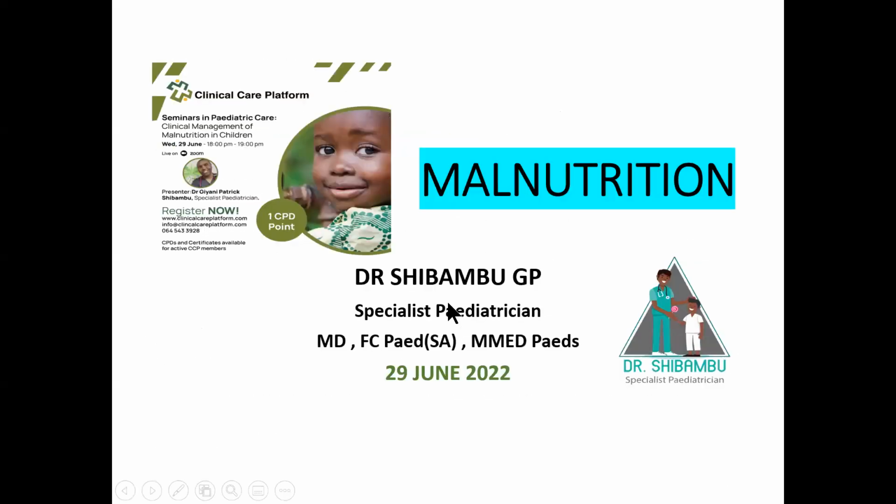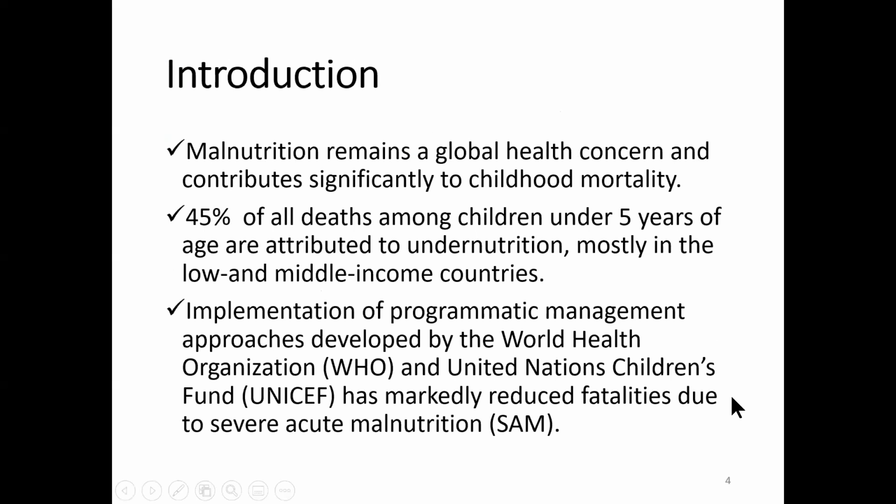So what is malnutrition? And before we go to the definition, just to highlight, malnutrition remains a global health concern, and it contributes significantly to childhood mortality. About 45% of all deaths among children under 5 years of age are somehow linked to undernutrition, mostly in low and middle income countries, where our country also falls in that category. So with good implementation of managing malnutrition using those WHO guidelines, we are able to reduce fatalities due to severe acute malnutrition.